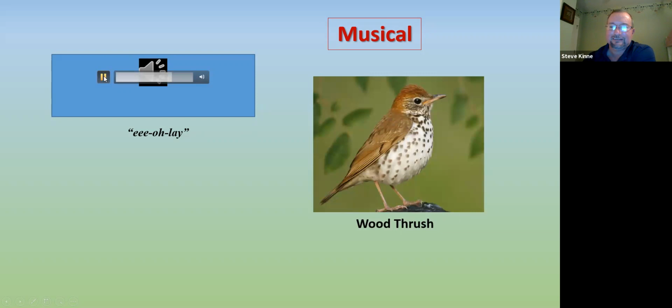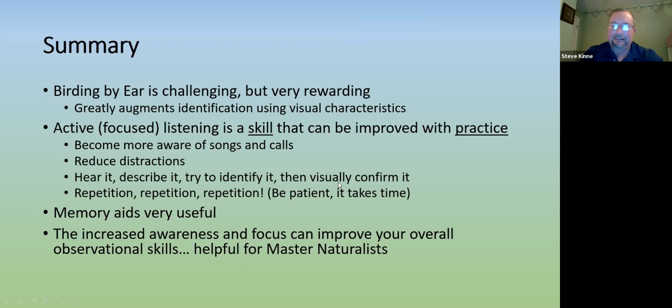All right, so in summary, birding by ear is, there's no question, kind of challenging. And for some people, it's a little bit intimidating because they don't even know where to start. But I can tell you that by learning even just some of the basic, common birds, and then gradually expanding your repertoire, it can be very rewarding. And it greatly augments the identification of birds. Like I said, there'll be times when two-thirds of the birds that I identify will be immediately by sound as opposed to looking for visual characteristics.